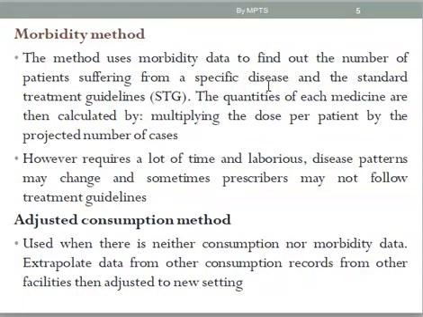Let's go to the morbidity method. This method uses morbidity data, the disease burden, to find the number of people suffering from a condition. Then, using treatment guidelines, you look for the quantities of each drug used to manage each condition. If there are 5 drugs, you list them. You multiply the dose per patient by the projected number of patients in the specific period, and then you come up with the consumption, the quantity.